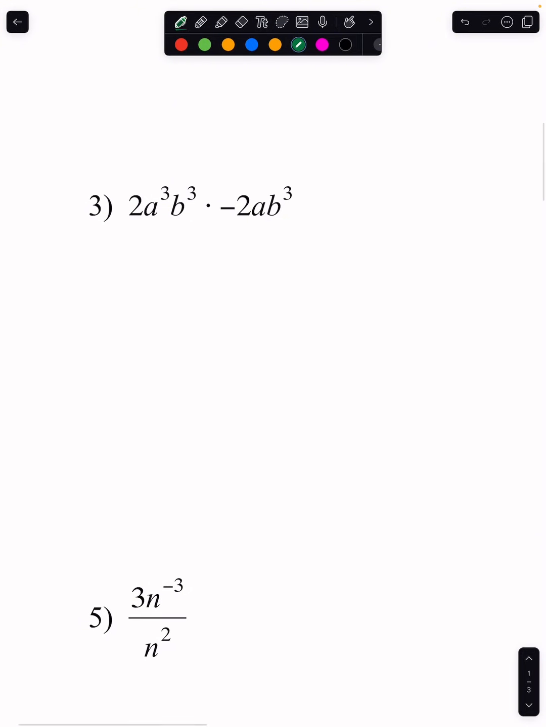It looks like it's a little bit more tricky, but not really. 2 times negative 2 is negative 4. But now we have 2 different variables. So I'm going to color my A's green and my B's blue. And remember, when I have this A and there's not a number on it, I'm going to put 1. So how many A's do I have? Well, I have 3 here, 1 there. That makes A to the 4th. And then I have 3 B's here, 3 B's there. That means I have 6 of them, because remember, we are adding those.